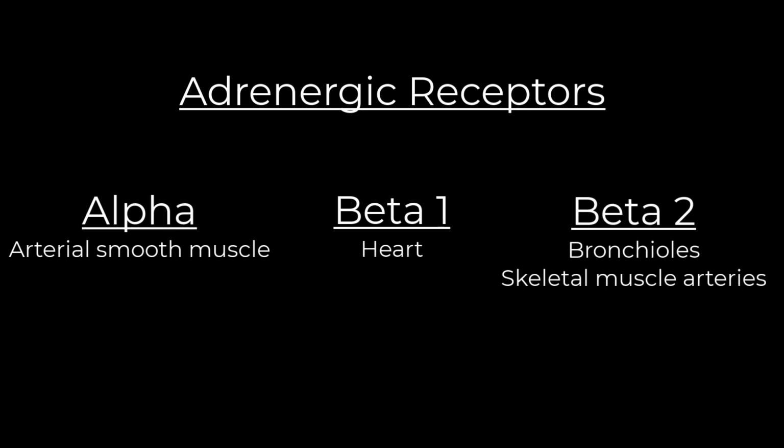Beta 2 receptors are located in the bronchioles and the arteries that supply skeletal muscle. Activation of these receptors with epinephrine results in an increase in airway diameter, allowing improved airflow and gas exchange, as well as a dilation of blood vessels that supply skeletal muscle. This further enhances the positive effect of the other two receptors that are already working to reroute more blood to these muscles.